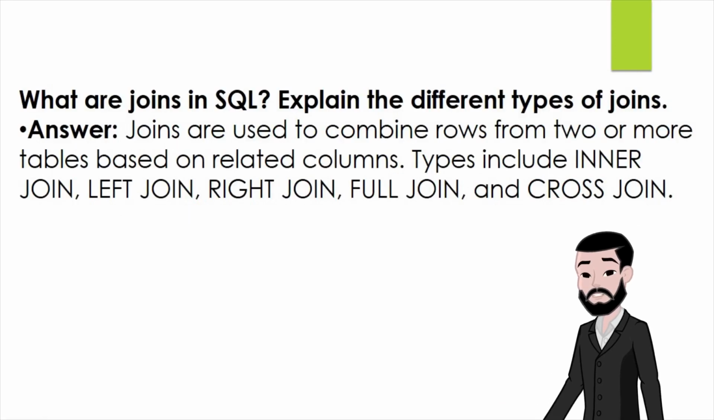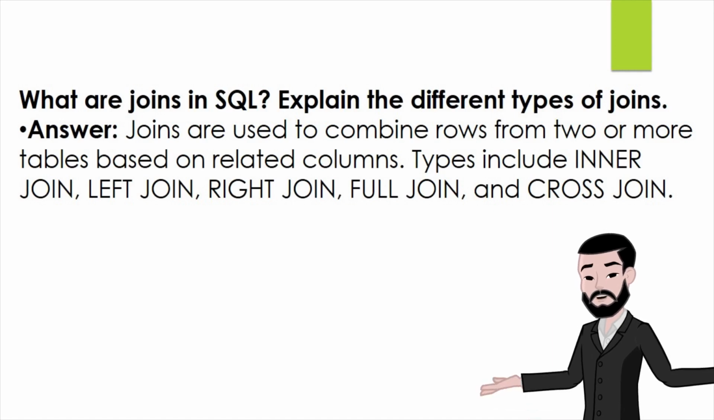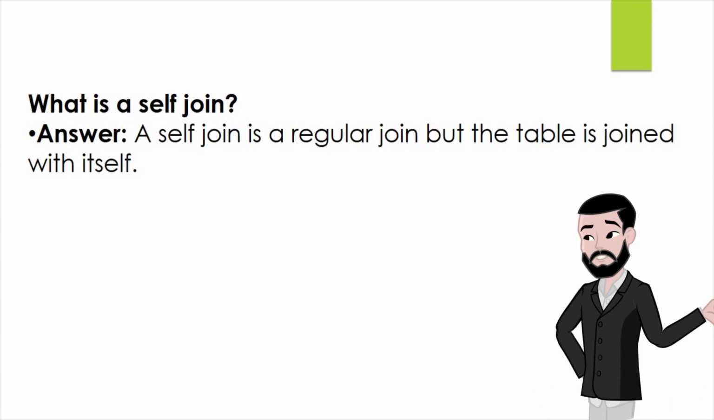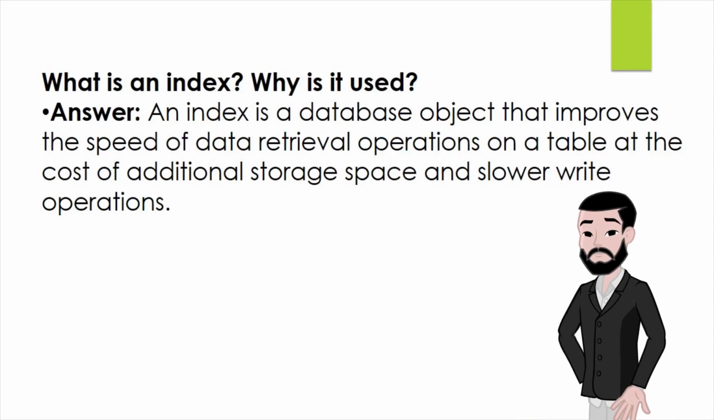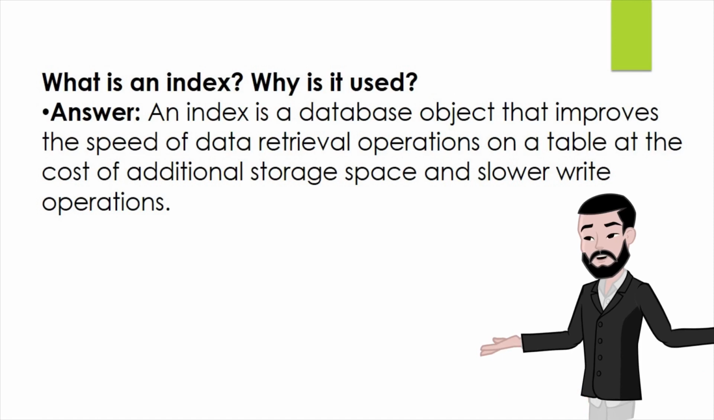What are joins in SQL? Explain the different types of joins. Answer: joins are used to combine rows from two or more tables based on related columns. Types include inner join, left join, right join, full join, and cross join. What is a self-join? Answer: a self-join is a regular join, but the table is joined with itself. What is an index? Why is it used? Answer: an index is a database object that improves the speed of data retrieval operations on a table at the cost of additional storage space and slower write operations.